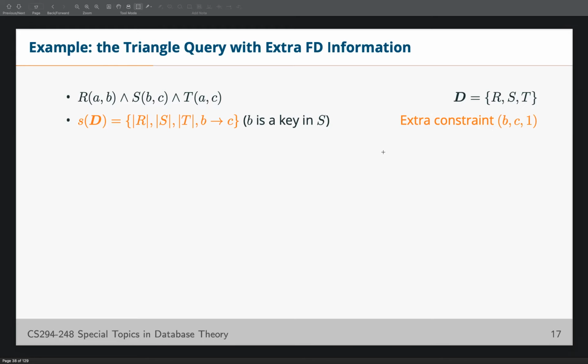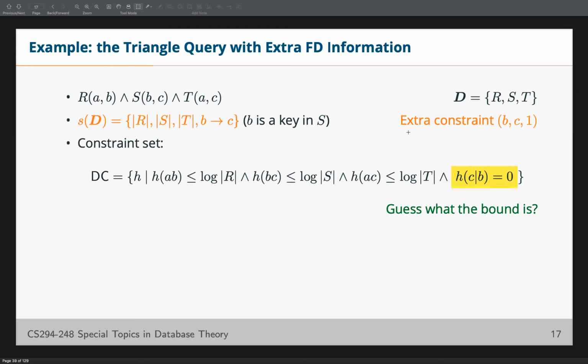So now can you take a guess as to the bound? Well, let me write down the linear program. The DC is just like before, with one extra thing, which is that the conditional entropy of C given B is 0. Right? Log of 1 is 0.